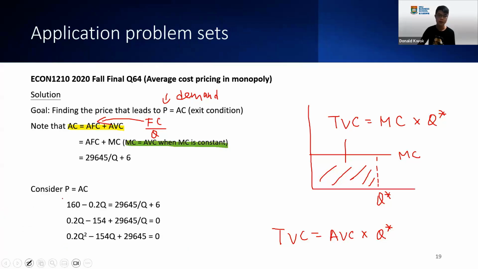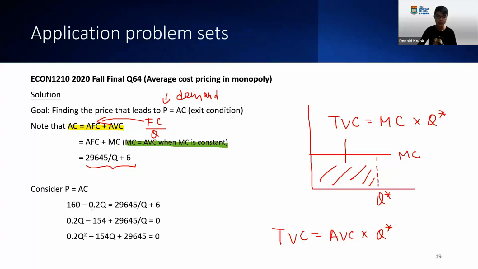We can now derive the average cost curve. Fixed cost is 29,645 and the marginal cost is 6. Then we will have the average cost expression here. Then we can move on to solve the equation that I've just identified.